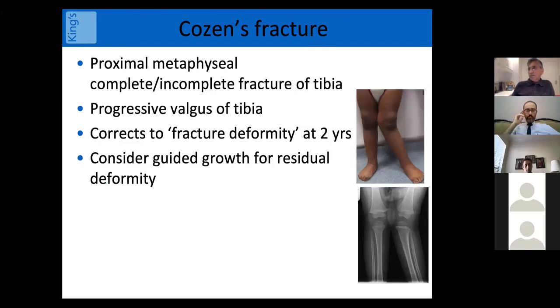Cozen's fracture or Cozen phenomenon happens after any proximal metaphyseal fracture, whether complete or incomplete. It progressively drifts into valgus, and most of that happens within the first 2 years. It goes into valgus and then comes back to the fracture deformity stage; in the sense that if you reduce the fracture very well, generally by 2 years it comes back to that deformity. If the initial deformity was, let's say, 8 to 10 degrees, then at 2 years it will come back to that deformity. It's very interesting. It doesn't correct to normal. But if there's any residual deformity, do not correct it before 2 years, and guided growth works very well.